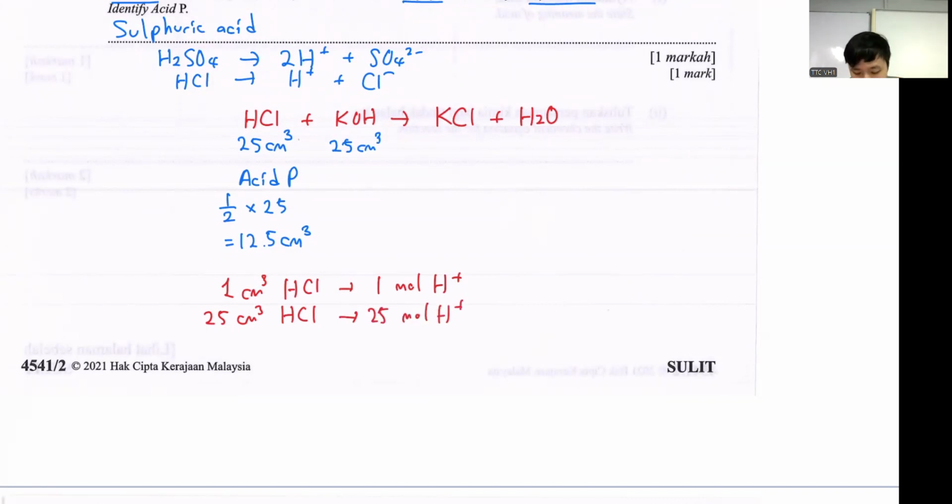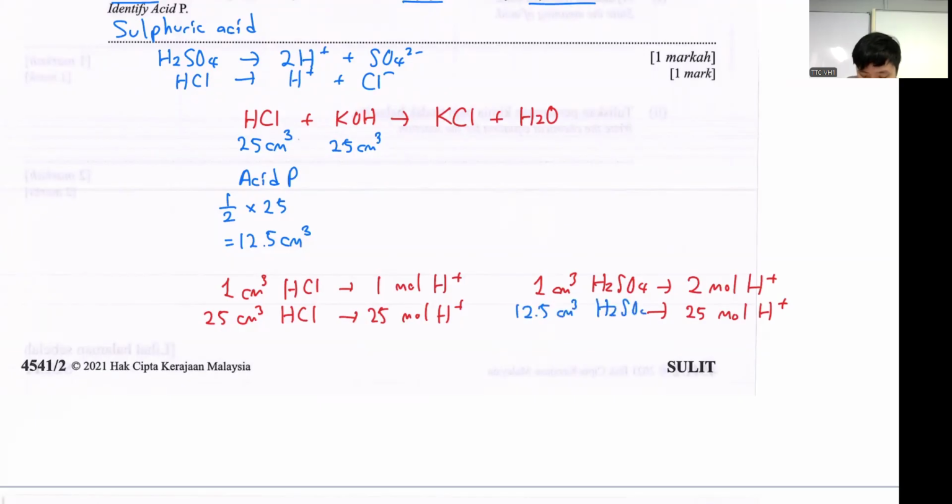But for H2SO4, 1 cm cube, you will get 2 moles of H+. So in order for the H2SO4 to produce 25 moles of H+, it only needs 12.5 cm cube to do that. So this is the explanation. Basically it means the number of moles of hydrogen ion is double, double the concentration. Any question?